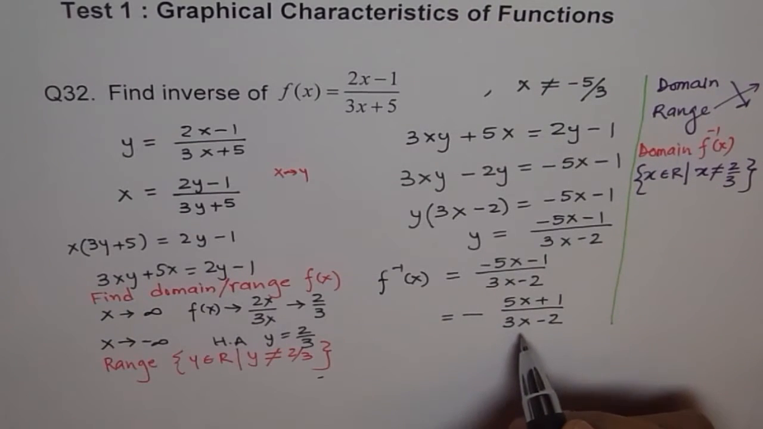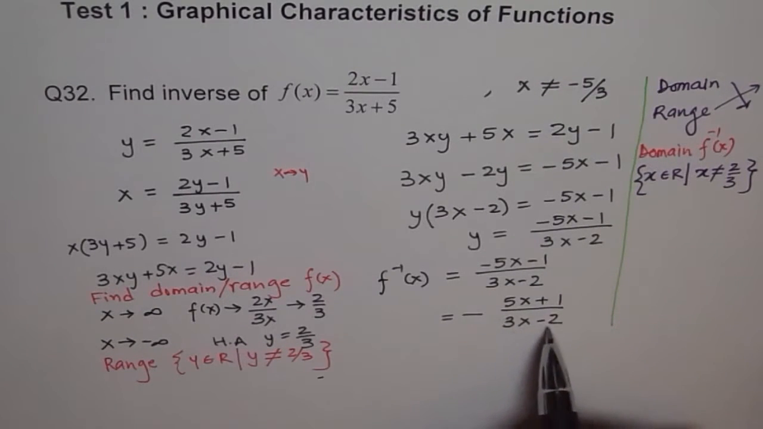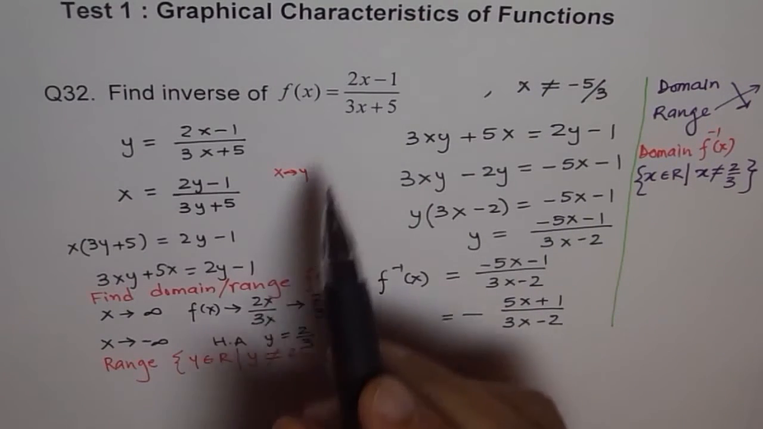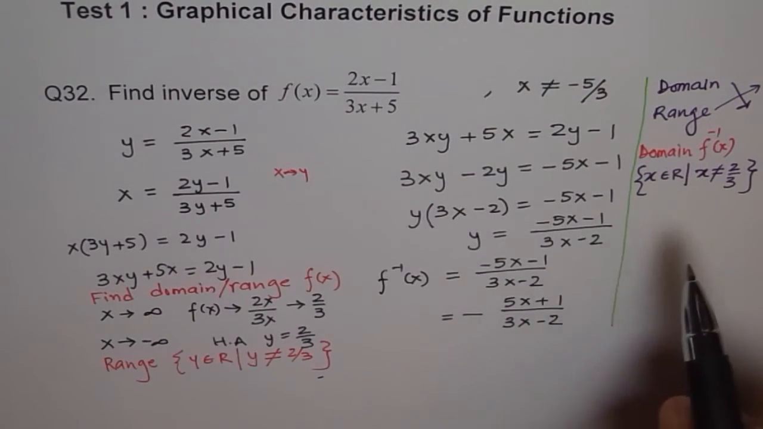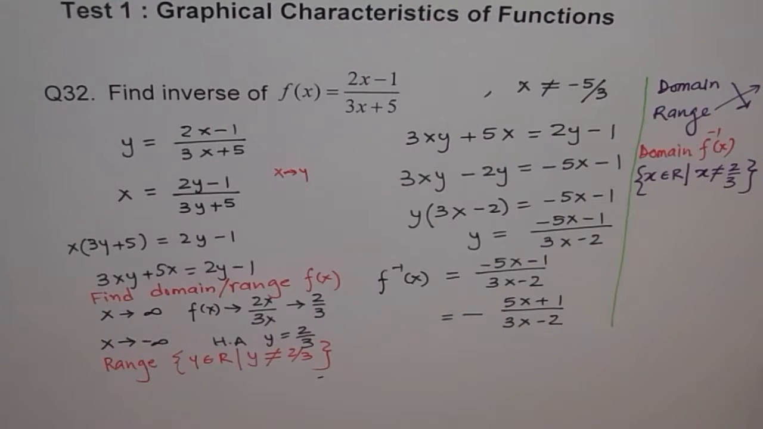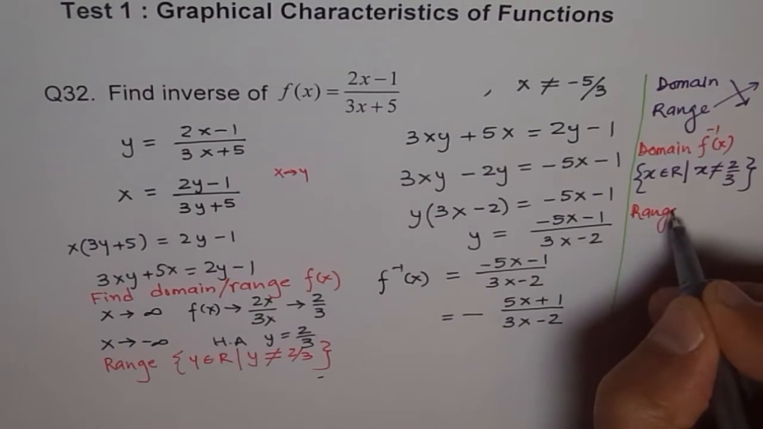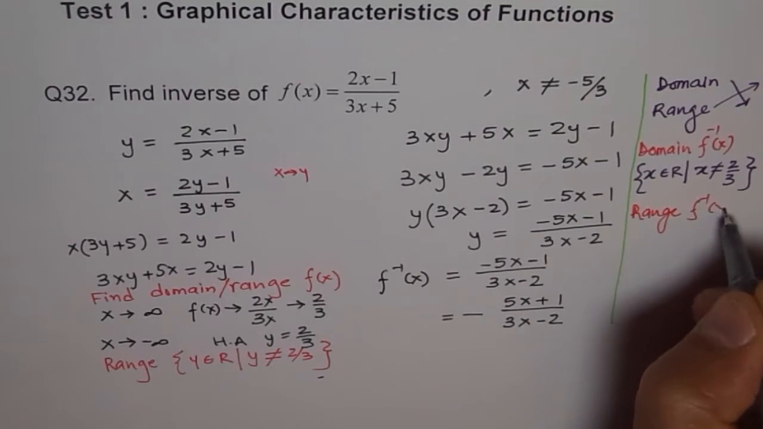For the inverse function, if I write x equals 2 over 3, I'll get 0 in the denominator. Do you see that? So that is a restriction, and it matches with our range in the original function. Do you see the restriction, how they swap? That is a very important point to remember. And how about the range? Range of f inverse x.